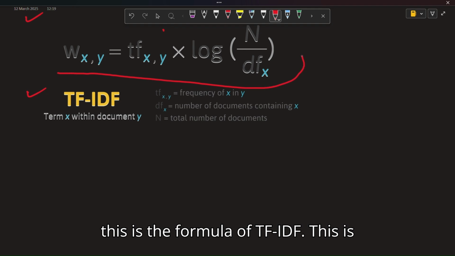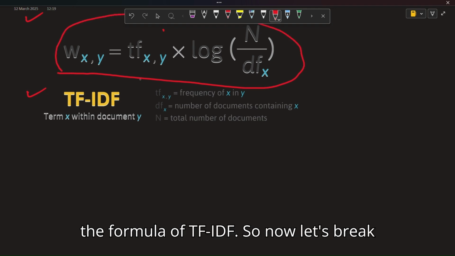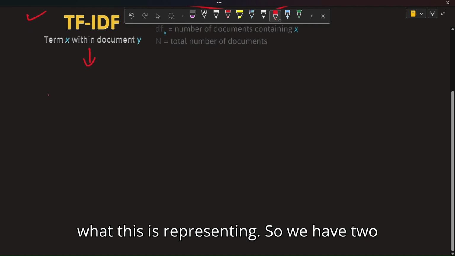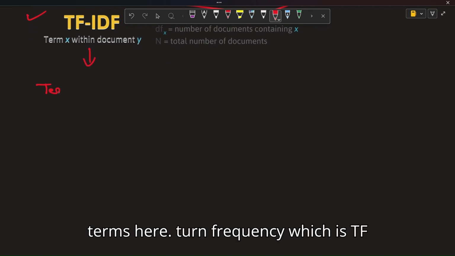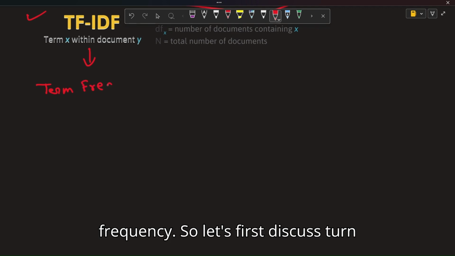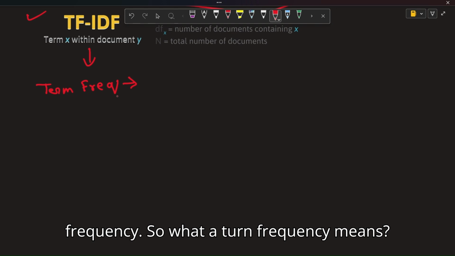So this is the formula of TF-IDF. Now let's break this down and understand what this is representing. We have two terms here: term frequency, which is TF, and IDF, which is inverse document frequency. So let's first discuss term frequency. What does term frequency mean?